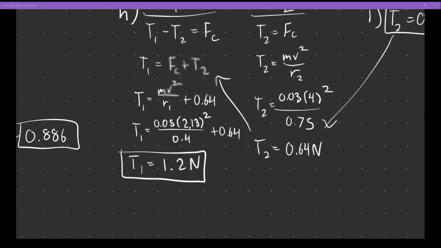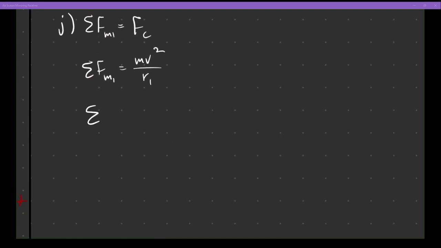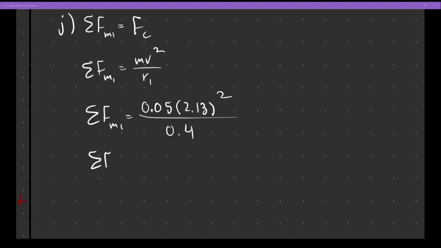Now for part J, I'm going to do it down here. So J asks for the net force on the inner block. So net force for M1 is just equal to FC. FC is the net force. So net force for the inner block is just equal to mv squared over R1. And so net force for M1 is equal to 0.05 times 2.13 squared over 0.4. Putting that into your calculator, net force for the inner block is just 0.567 newtons.